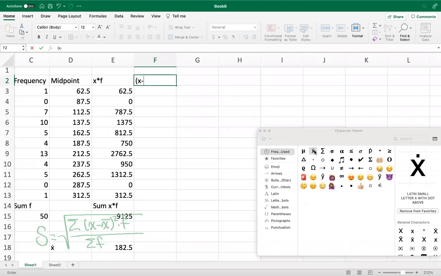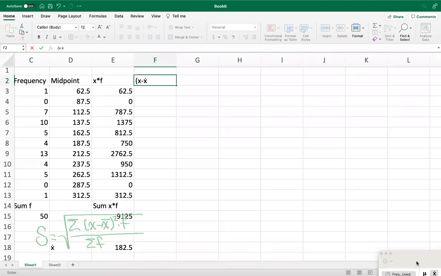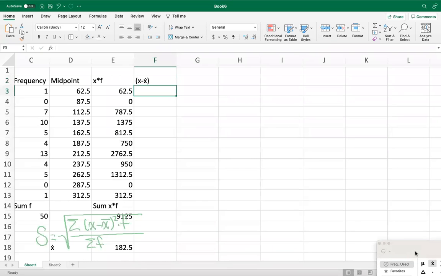I could just leave this down here at the corner. So X minus X bar. Here it's going to be equal to X, this value here, minus X bar. I know it's kind of hard to see, but we have X bar way down here. And we're going to hit enter, and that solidifies that first one.